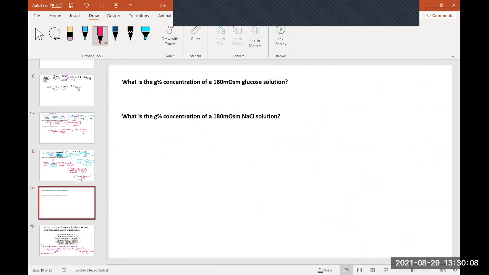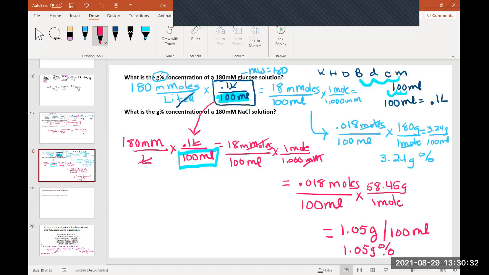Almost finished. Now we have a much bigger problem. What is the grams percent concentration of 180 milliosmolal? How do I know it's osmolal? It's a small m, so that means moles per kilogram of glucose. Okay, well, let's do that. Believe it or not, it's a lot like this one. It just has one more step.